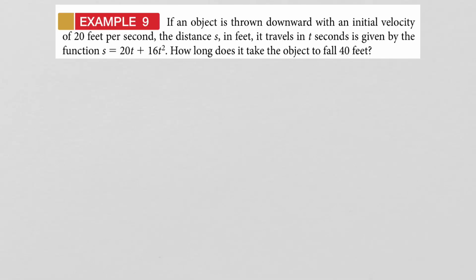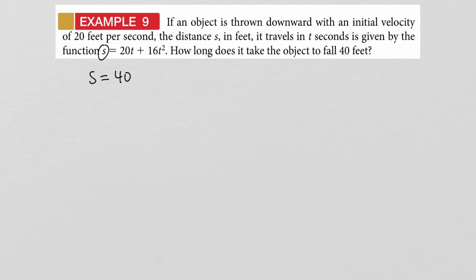And finally, an application. If an object is thrown downward with an initial velocity of 20 feet per second, the distance s in feet it travels in t seconds is given by the function s equals 20t plus 16t squared. How long does it take the object to fall 40 feet? So remember, s is the distance that it falls. So if it falls 40 feet, s will be 40.